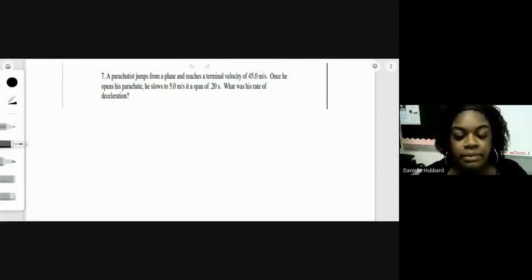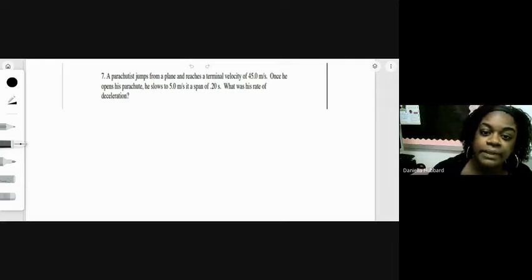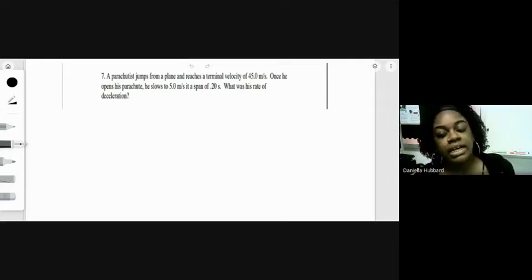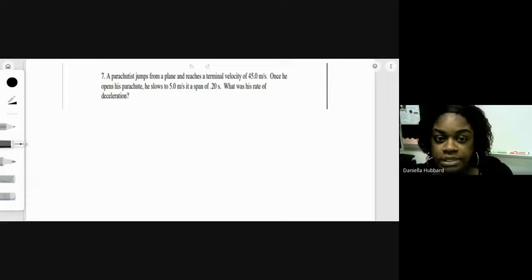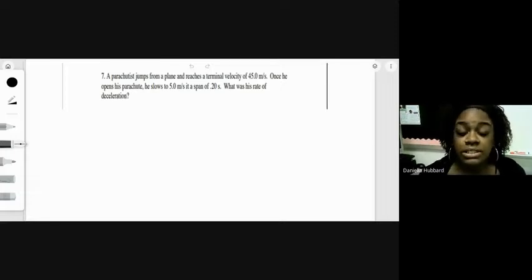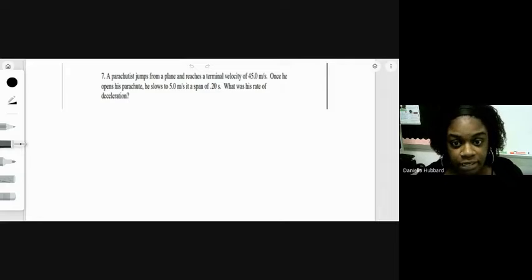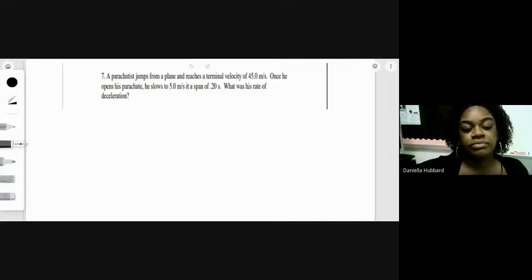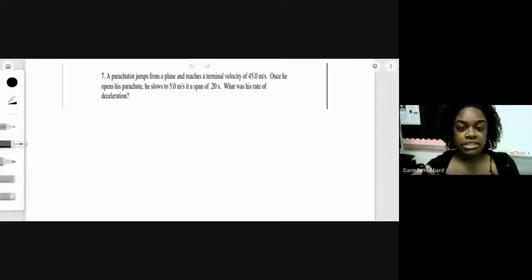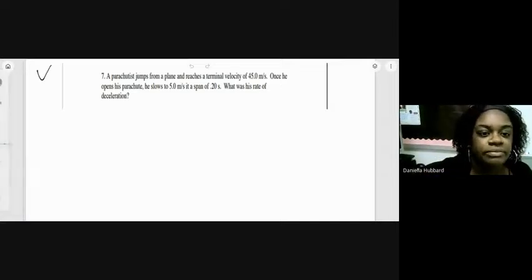Okay, next problem. A parachutist jumps out of a plane and reaches a terminal velocity of 45 meters per second. Once he opens his parachute, he slows down to 5 meters per second in a span of 0.20 seconds. What was his rate of deceleration? So before we get into the terms, let's first write our variables to the side.